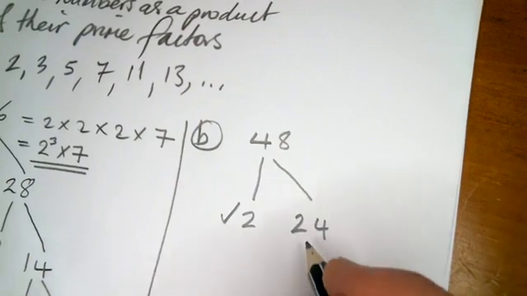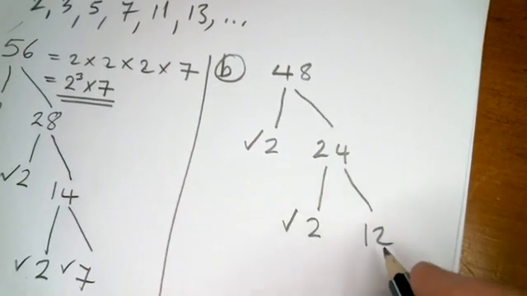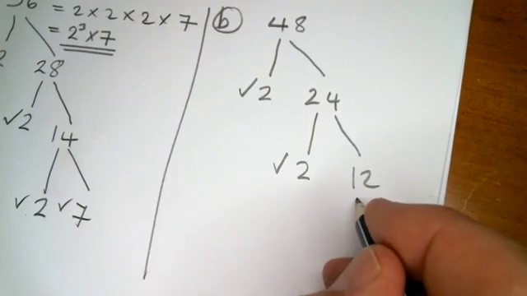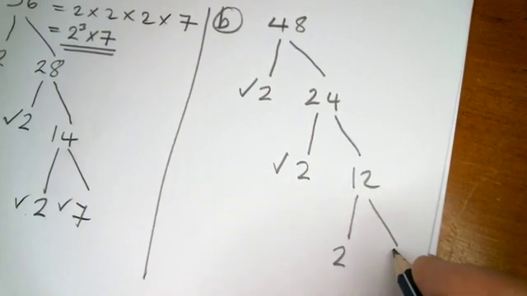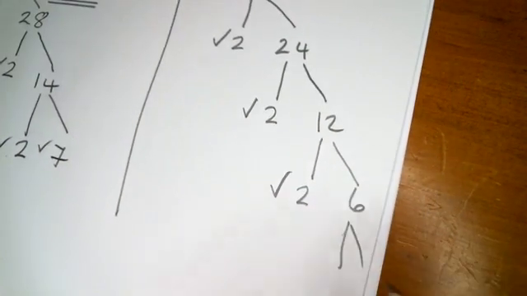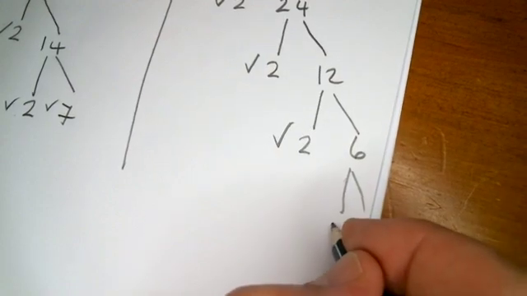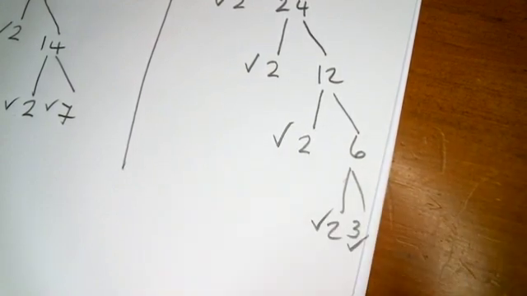2 is prime. 24 we can divide up again. We can divide it by 2, so 2 and 12. We know that 2 is prime, 12 is not, and we can divide this up. If we divide that by 2, we get 2 times 6. 2 is prime, 6 is not, and we can divide this up as well. 6 is going to be 2 times 3, both of which are in fact prime.